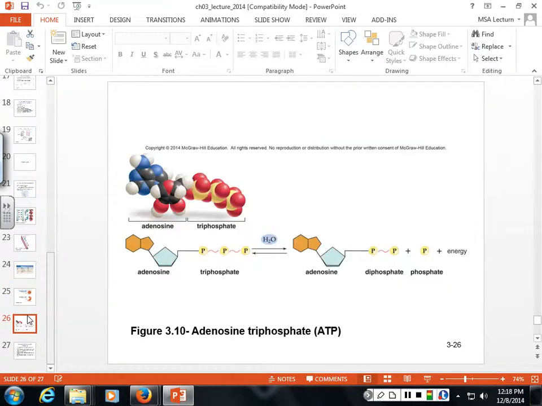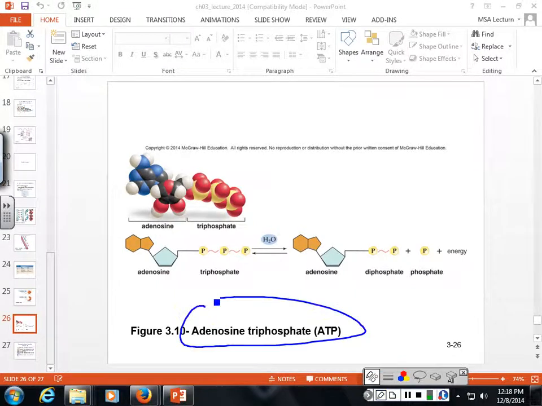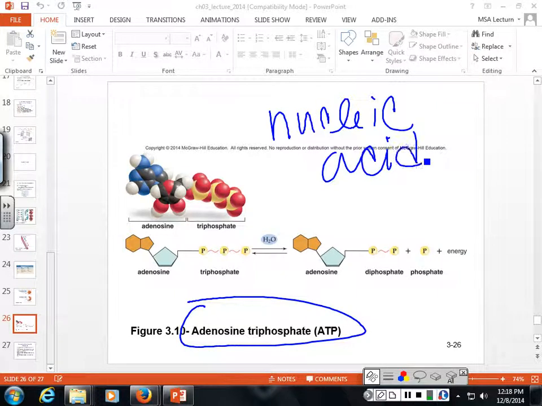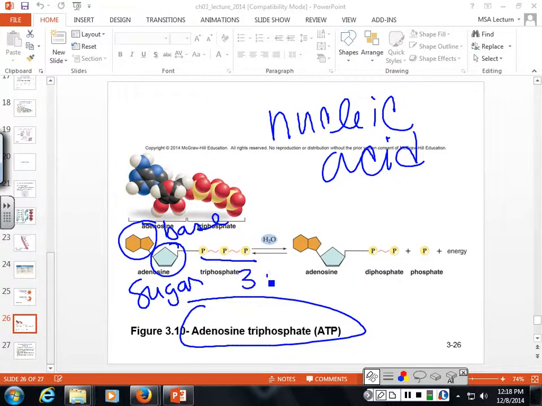The last thing I want to just mention is ATP. I've talked about ATP a couple of times, but I want to make sure we realize ATP really falls under the nucleic acid category. So this is a sugar with a base attached, and it has 3 phosphates. Remember, DNA only had 1. Remember, nucleotide had a sugar, a base, and a phosphate.